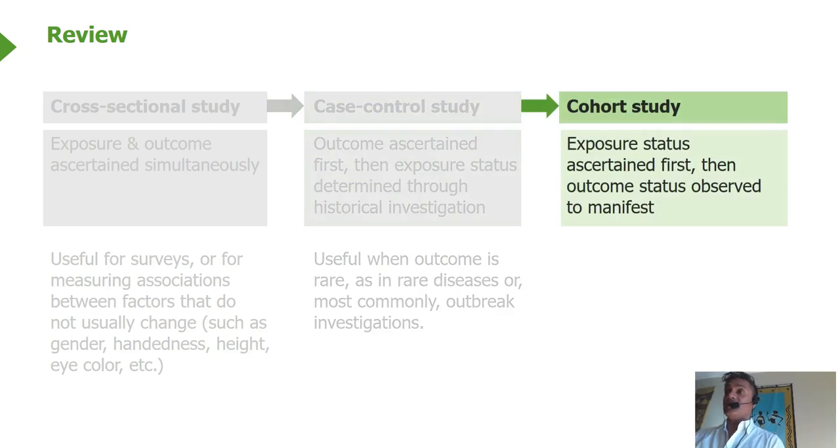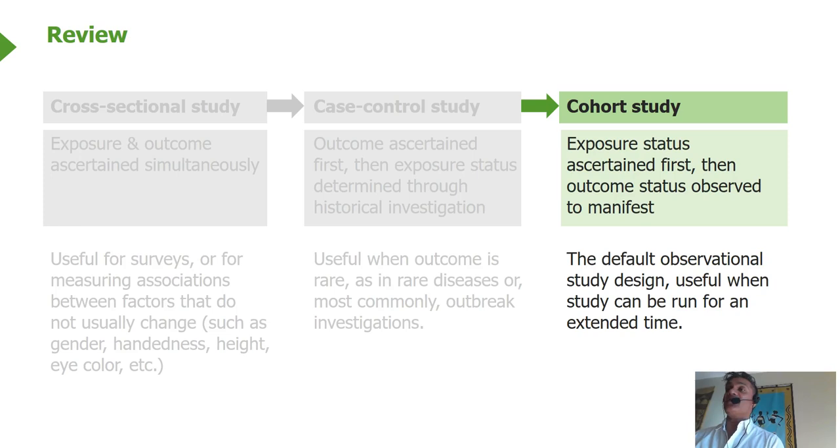Then the cohort study. This is when we ascertain the exposure first, and we move forward in time to see what the outcome is. And this is fantastic for measuring incidence. In fact, this is our default type of study, the one that we prefer, the most expensive of these three for sure. But only with cohort studies can we determine incidence, because we are watching time unfold and seeing how many new cases emerge.